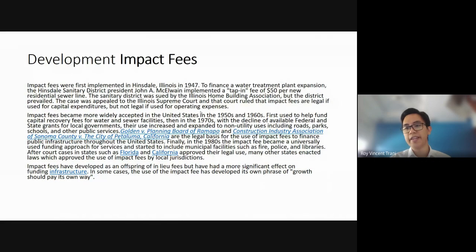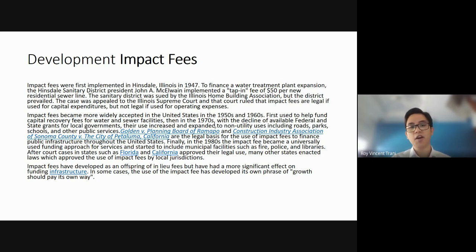Communities ensure that all new developments have access to water, electricity, and telecommunications, etc. So by the 1950s and 1960s, impact fees became more widely accepted, building on the court cases from the 1940s and 1950s. And you will see in our reference that even more court cases are highlighted. It always goes back to the fact that impact fees are used to help fund capital recovery fees, or basically the cost of creating new infrastructure.